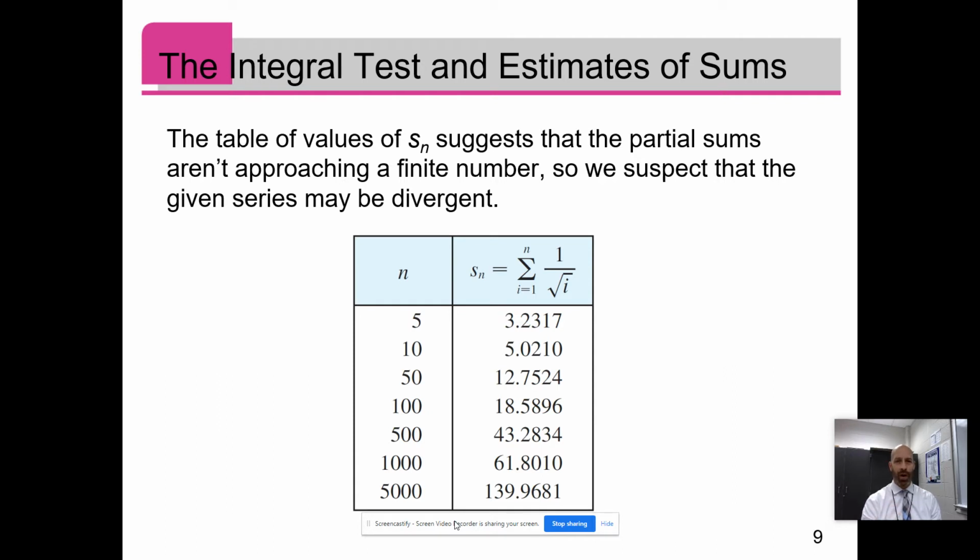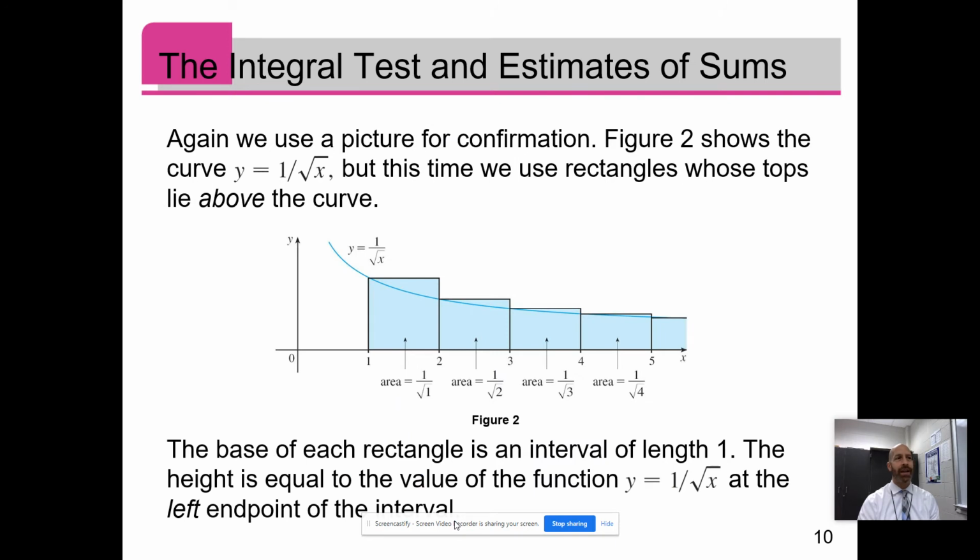The other one was growing, but at a slower and slower rate. This one is not. This one is growing at a faster and faster rate. So this would make us think that it probably is divergent. And it turns out that it is. We can use the same argument. This time, though, I'm going to use circumscribed rectangles. What I mean by that is now the rectangles are going to be drawn up above the curve. So these are left Riemann sum rectangles, if you will.